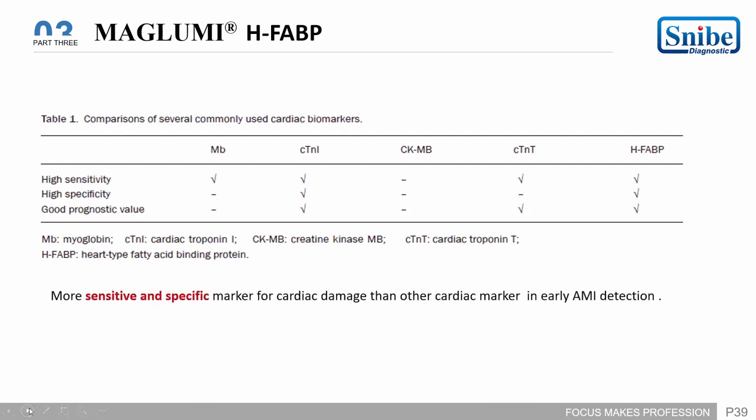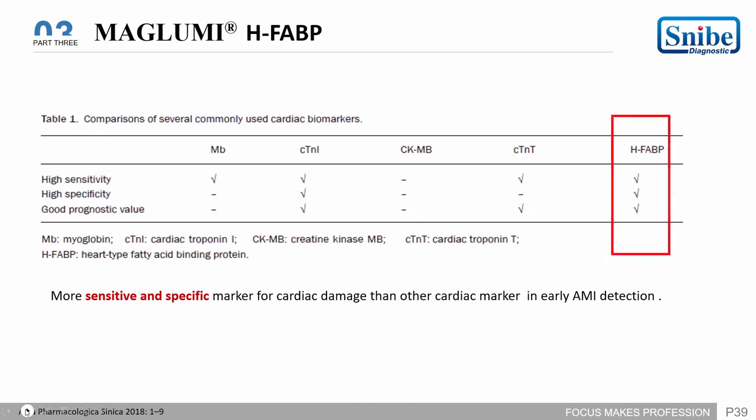So if we talk more about sensitivity and specificity as a cardiac marker, compared to the other cardiac markers in acute myocardial infarction, high sensitivity troponin I and HFABP are the more specific markers in terms of sensitivity, specificity, and prognostic values as well.